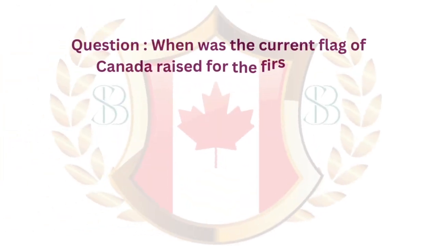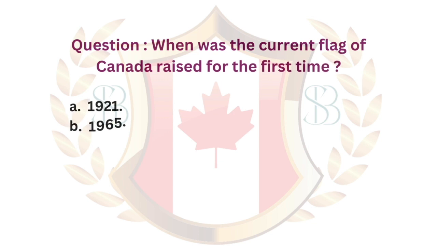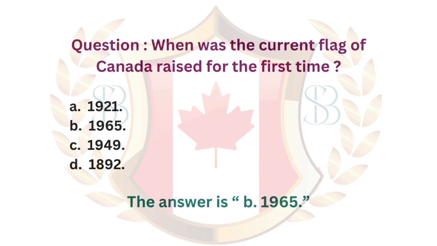Question. When was the current flag of Canada raised for the first time? A. 1921. B. 1965. C. 1949. D. 1892. The answer is B. 1965.